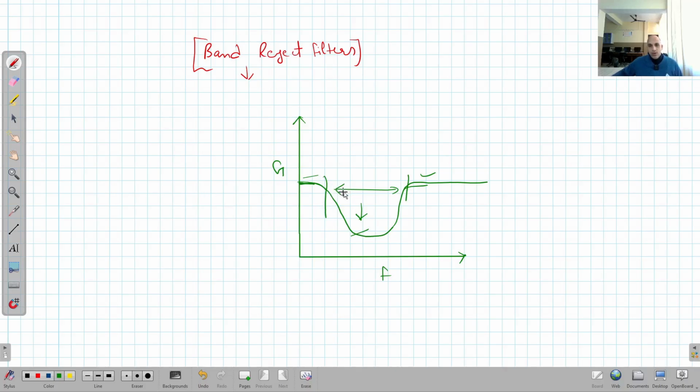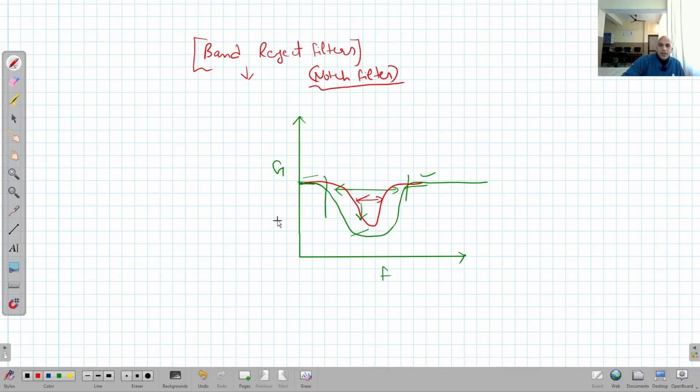Now if this band is quite large, then that is called a wide band reject filter. But if this band is very narrow, then in that situation we call the filter a narrow band reject filter, or it is commonly known as a notch filter. So in this lecture I am going to discuss the notch filter in detail.